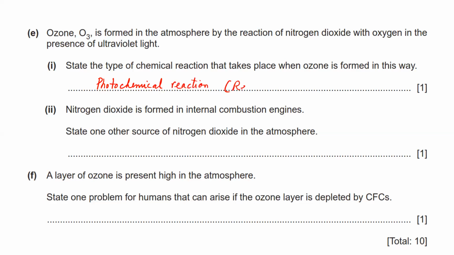Reaction, or you can also call it a redox reaction. Then part two, nitrogen dioxide is formed in internal combustion engines. State one source of nitrogen dioxide in the atmosphere. So very easy. We can find an answer to this in the upper part of the paper, that in the presence of anything that gives very high temperatures, that will be able to form oxides or nitrogen dioxide from the internal combustion engine.